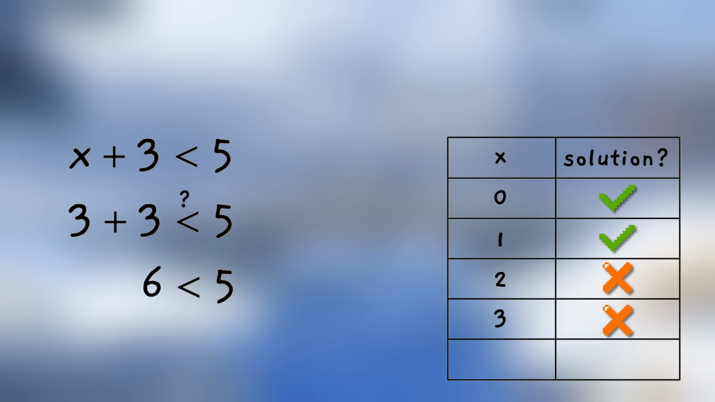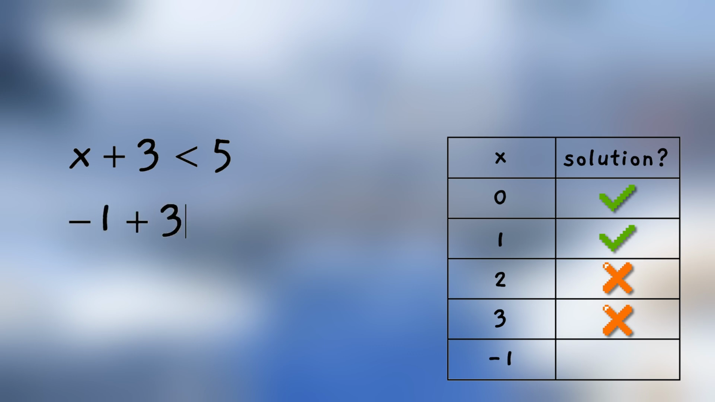So we could keep going. We could start testing out negative numbers. For example, what about negative 1? If we plug this in, we get negative 1 plus 3 is less than 5. Once again, I'll add the question mark. And is this true? Well, negative 1 plus 3 is 2. 2 is less than 5. That is true. So negative 1 is a solution.